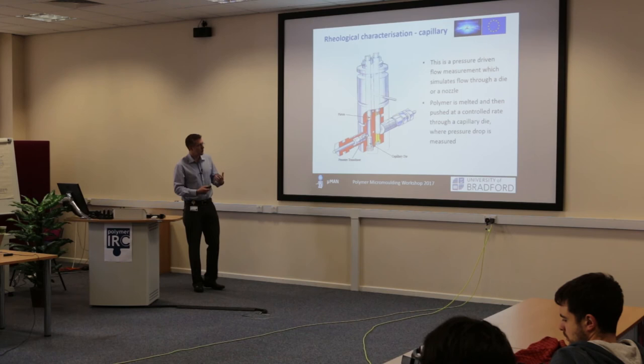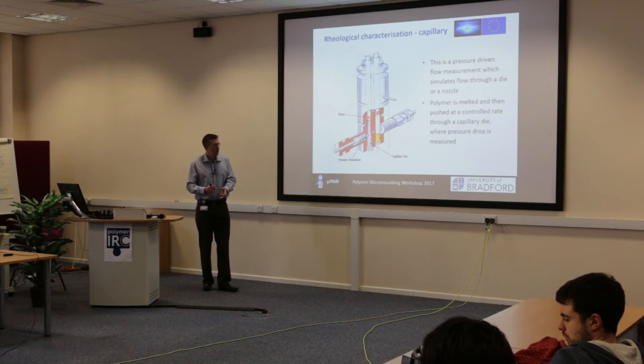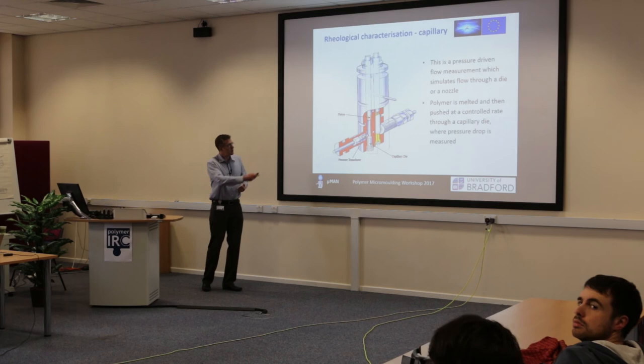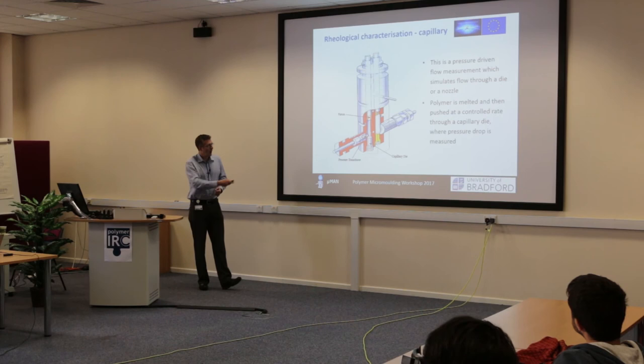So essentially we're simulating what would happen inside an extruder or an injection molding machine. We've got a reservoir of polymer which is in a molten state, and we're forcing it to flow through a small channel. So the raw data that this test generates is really a speed, which gives us a volumetric flow rate of the polymer, and a pressure drop.